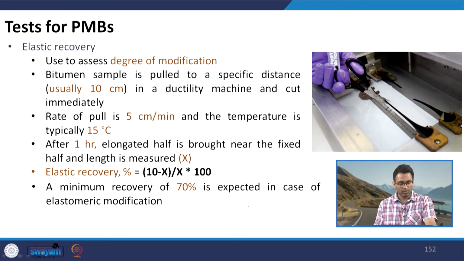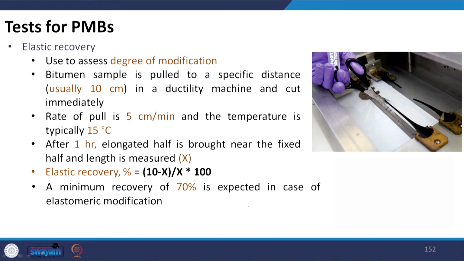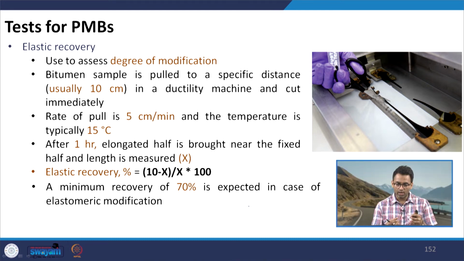Then we have the elastic recovery test. This is used to assess the degree of modification. Here, this is almost like a ductility test which we have discussed previously. So, we have again a briquette which is filled with bitumen, and then we will stretch the briquette at a specific rate, and this rate is usually 5 centimeter per minute, but here the test temperature is typically 15 degrees Celsius.